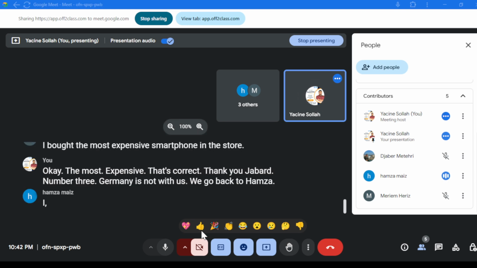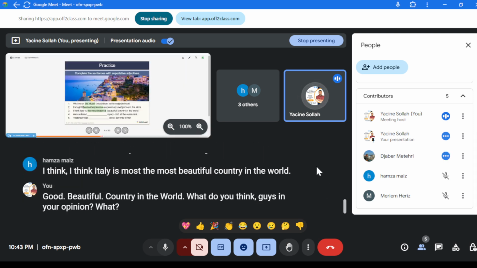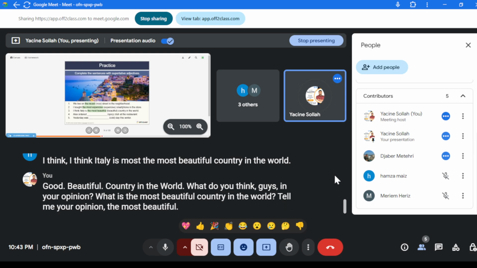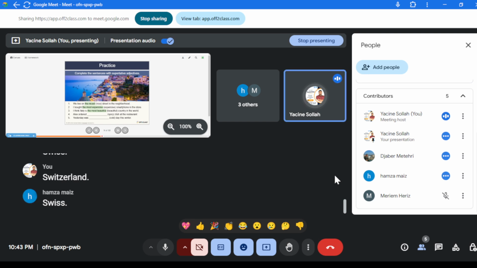I think Italy is the most beautiful country in the world. Good. What do you think, guys? In your opinion, what is the most beautiful country in the world? Tell me your opinion. Switzerland. Okay. This is the first.